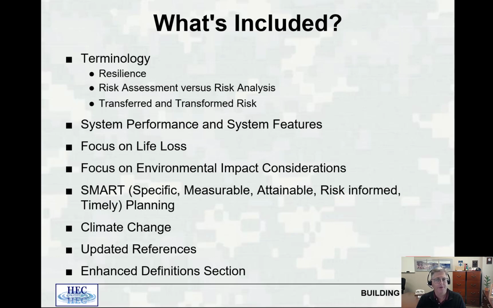There was some focus on life loss. There's focus on environmental impact considerations. We introduced the term smart planning, SMART meaning specific measures, measurable projects, attainable, risk-informed, and timely. We talk about climate change and the use of climate change in flood risk management type studies. There are updated references and enhanced definition sections as well.